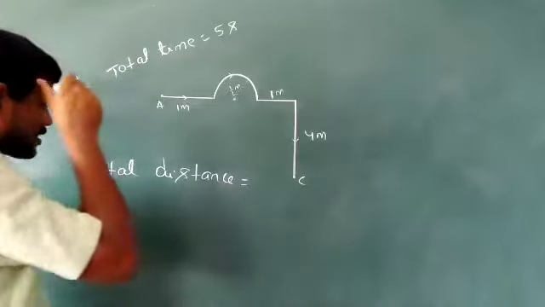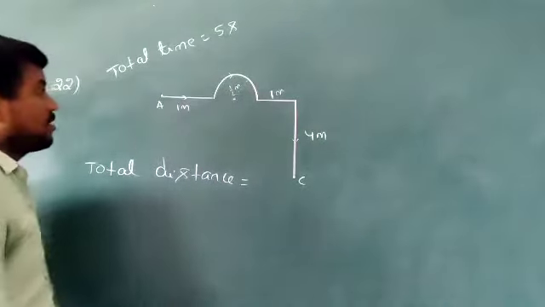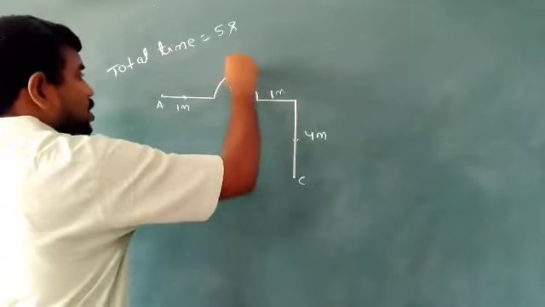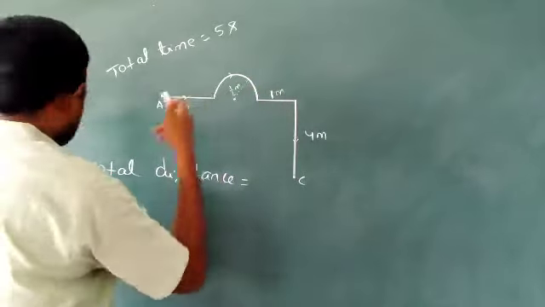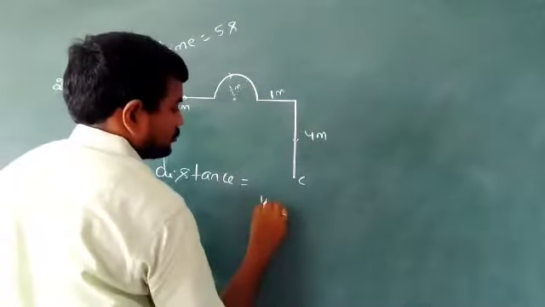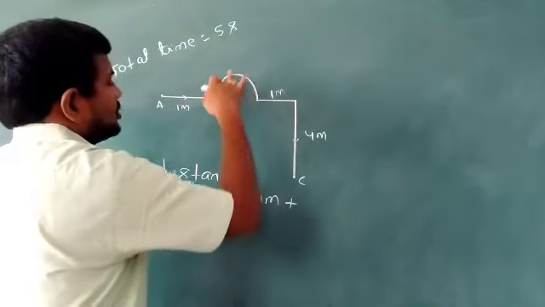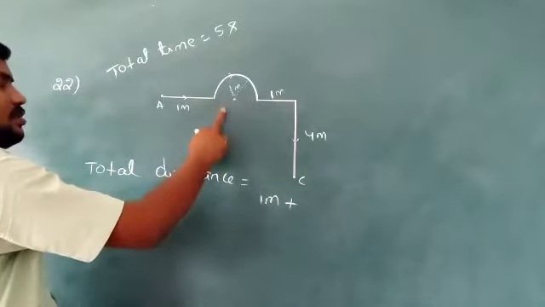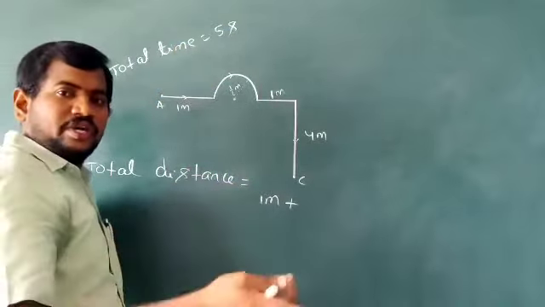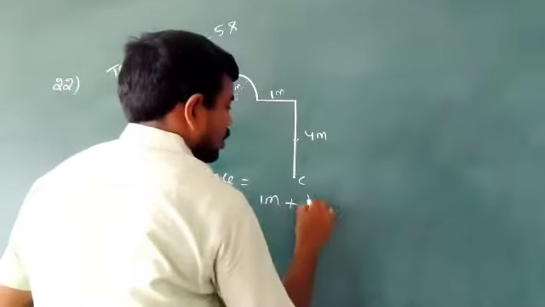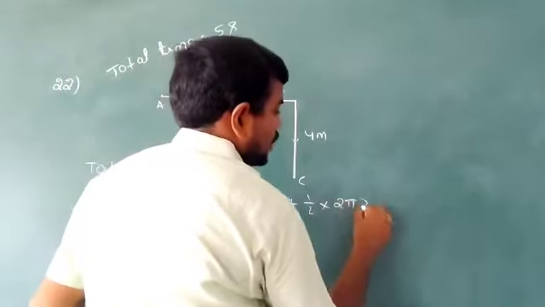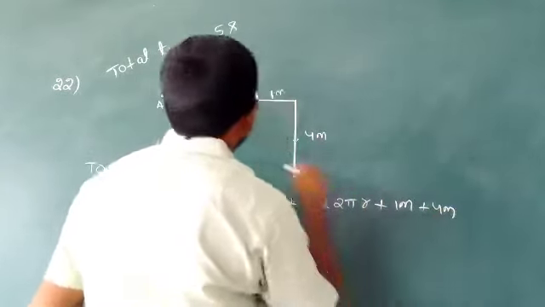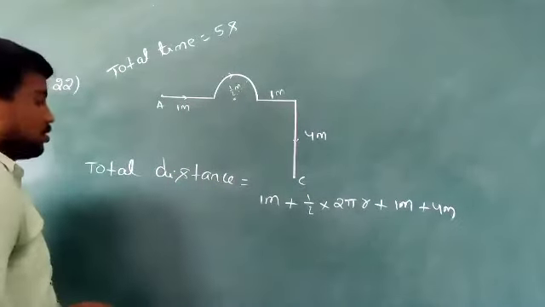What do you mean by distance? The actual length of the path along which the body has traveled. So 1 meter plus 1 meter plus 4 meters. Here, this is the path. We have to find the path length. That is 1 meter plus this is half of the circle. Circular type problems we have seen. When it comes to the distance, one complete circle is 1 into 2 pi r. As it is half circle, half into 2 pi r plus 1 meter plus 4 meters, because from A to C we are going to find the total distance.